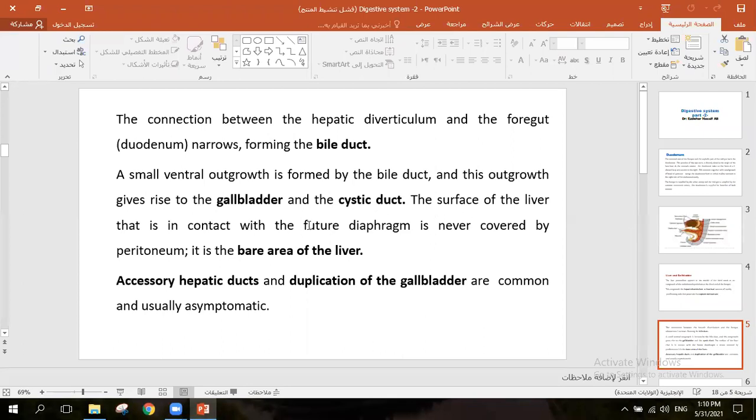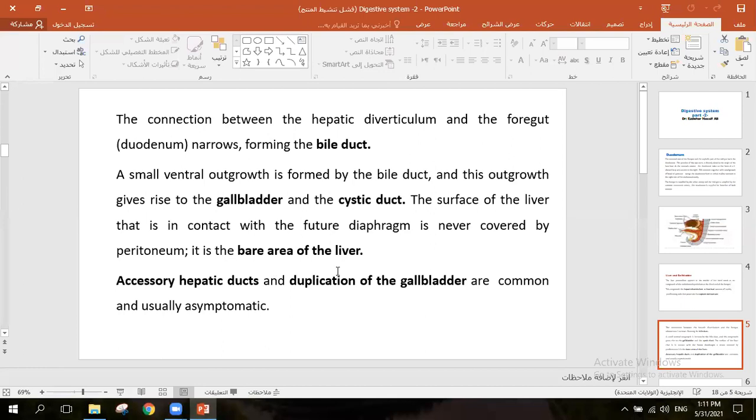Surface of the liver that is in contact with the future diaphragm is never covered by peritoneum. It is the bare area of the liver. احنا قلنا peritoneum راح يغطي الأعضاء فالقسم اسميه intra-peritoneal القسم اسميه retro-peritoneum. Now liver يغطي peritoneum ما عدا السطح الليفر surface of the liver in contact with the future diaphragm is never covered by the peritoneum and this is called bare area of the liver.